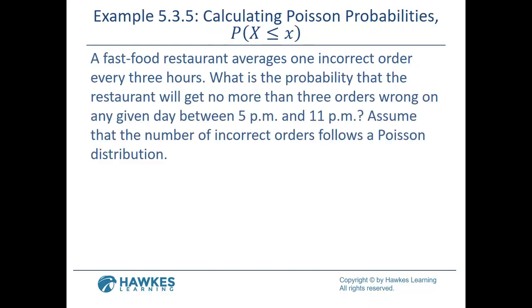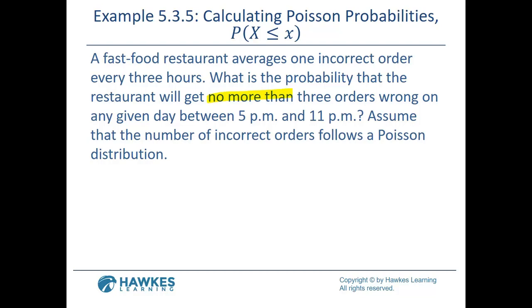Now, all of those we've done so far have been the words "exactly this number." Okay, but what if it doesn't have that word? So what if I use something like: a fast food restaurant averages one incorrect order every 3 hours. What is the probability that the restaurant will get no more than 3 orders wrong on any given day between 5 and 11 p.m.?